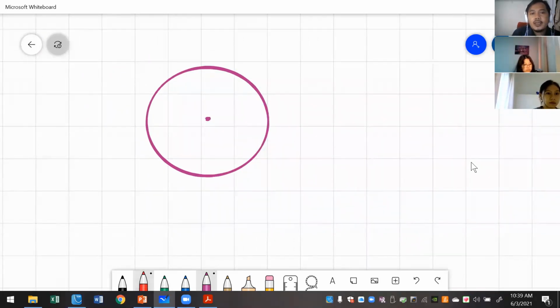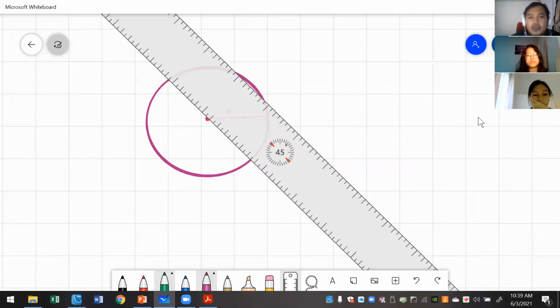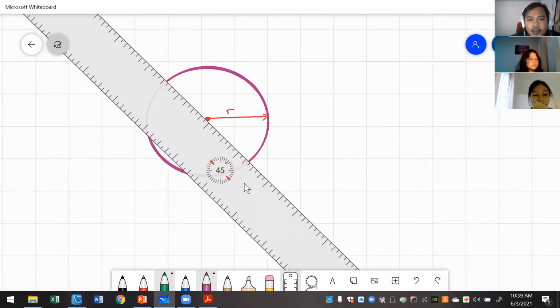And then if you draw a line from this point to the outer side of the circle, this is what we call the radius. Okay, that's the first thing that you need to understand. The second one is if I draw a line from one edge of the circle that passes through the middle point, I need to use the ruler for this. Like this, and it passes through the center point. This is what we call the diameter.